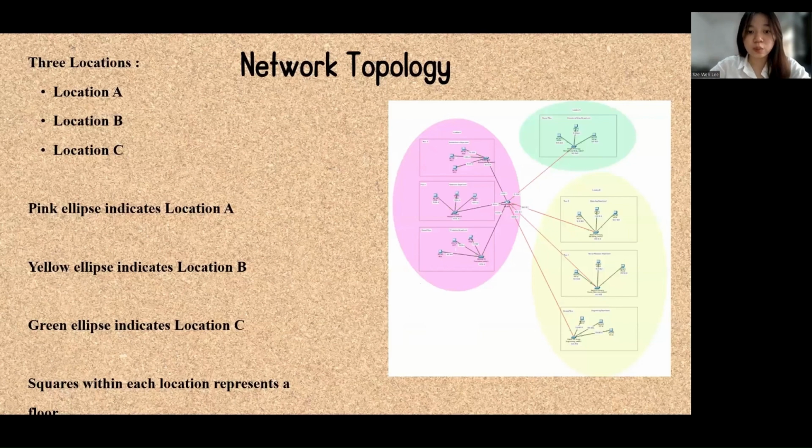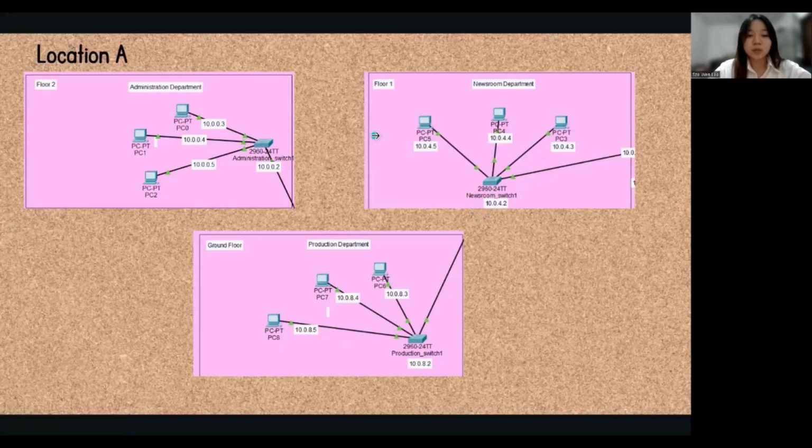Now, let's look into the network topology we have designed. We have three main locations, which are location A, B, and C. We use a pink ellipse for location A, a light pink ellipse for location B, and a light green ellipse for location C. Within each location, we have multiple floors, which are represented by squares. In our network topology, we have opted for a simplified representation to enhance readability and reduce complexity. Instead of individually describing the estimated number of switches needed for one department, we are using one switch symbol to represent the total number of switches required.